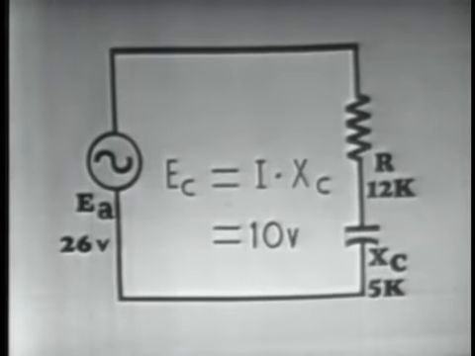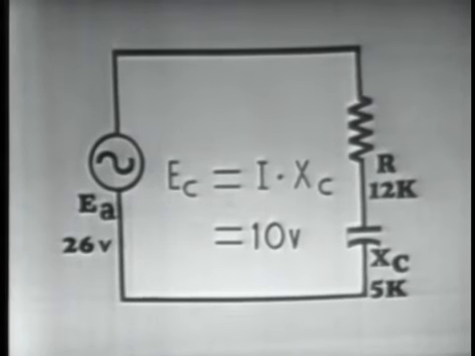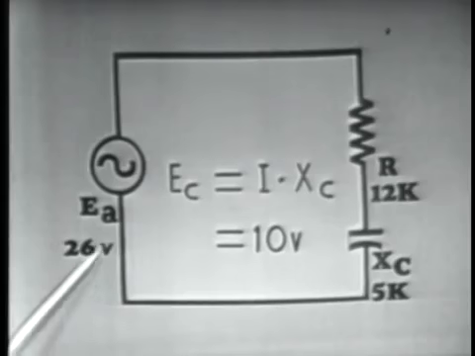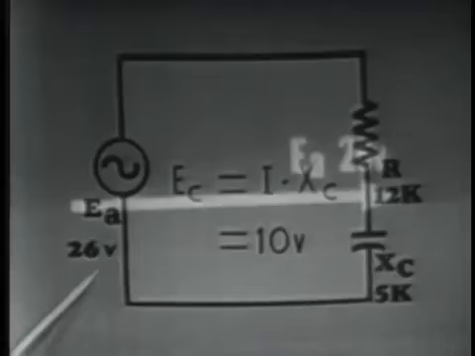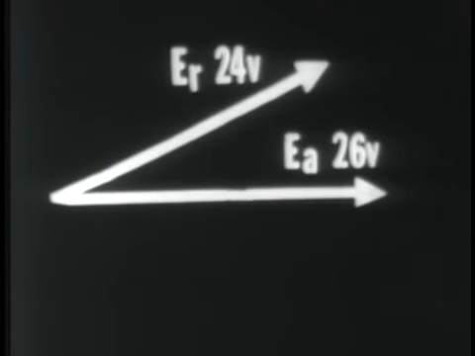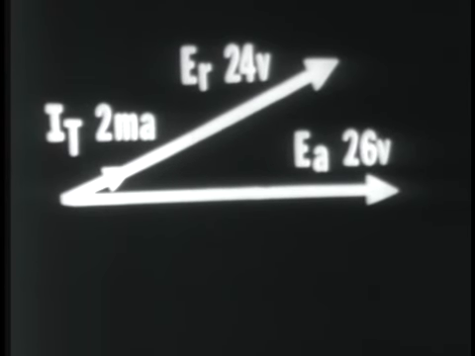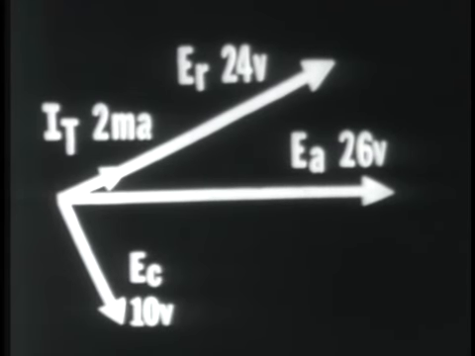And to graphically illustrate this, we should draw a voltage vector of this circuit, and we'll begin by drawing EA, which is 26 volts at 0 degrees. Next we have ER, which is 24 volts, leading EA. In phase with ER we have IT, which was 2 milliamperes. And lagging ER by 90 degrees we have EC, which is equal to 10 volts.